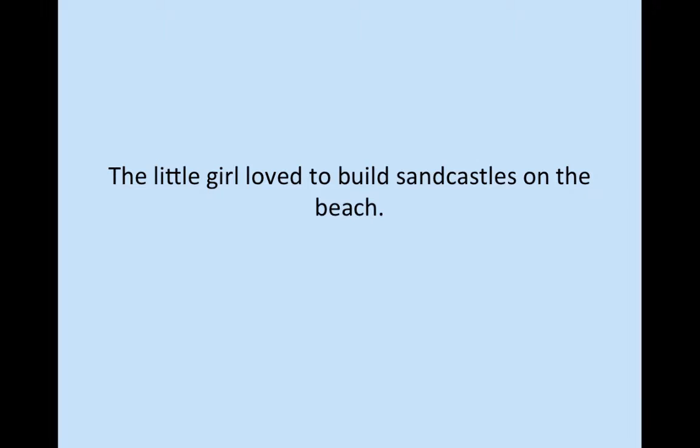Now, to understand a chunk of information, first we must be able to understand what a simple sentence is telling us. So please have a look at the sentence on the screen. It says, "The little girl loved to build sandcastles on the beach." Who can tell me what this sentence is about? A little girl. Very good. What about a little girl? She likes building sandcastles. Terrific. Let's look at which words tell us this information.